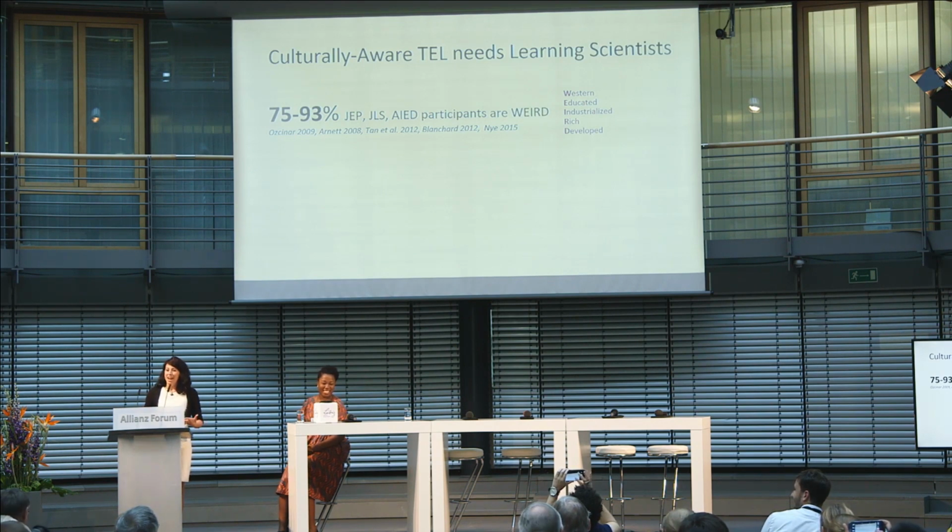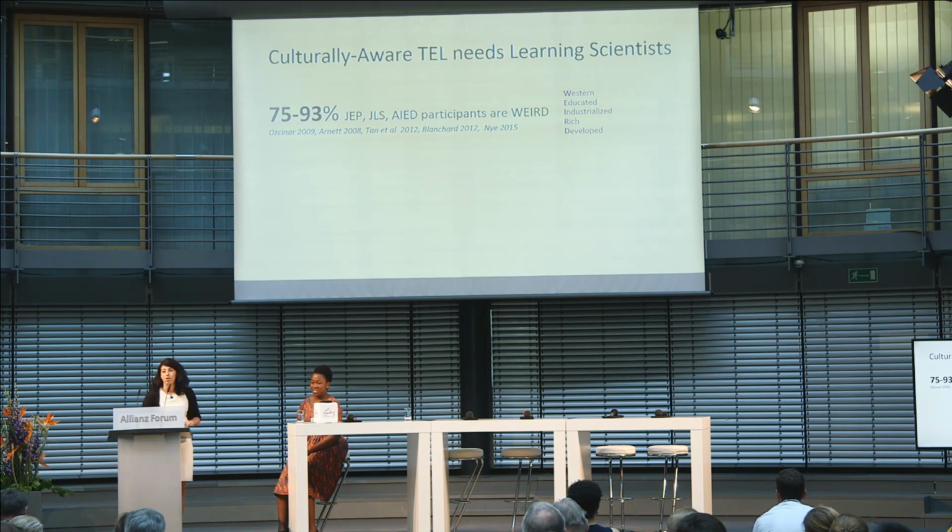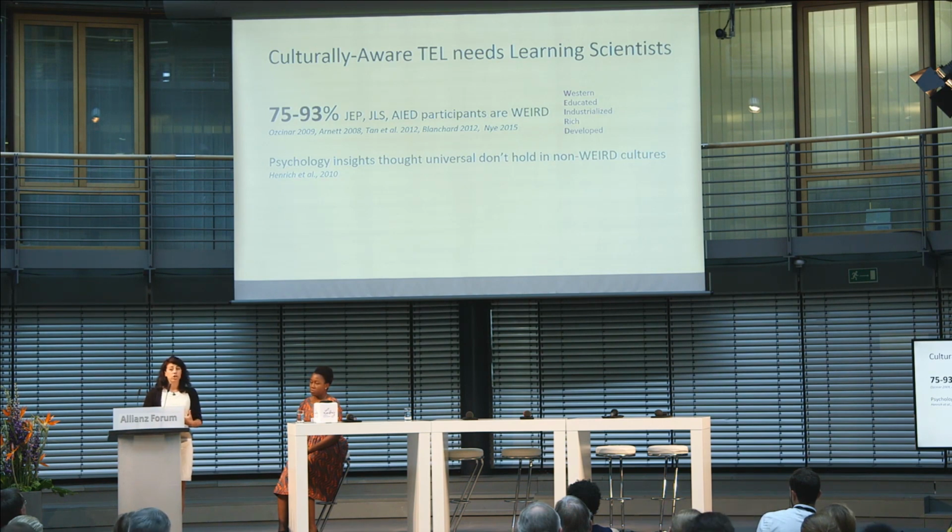All right, so this should perhaps give us some pause as we consider if this is true, does our learning science work actually apply to students who come from places outside of these venues? And the reason why we should be asking ourselves that is that an excellent paper by Henrik et al. In 2010 pulled together the literature in cognitive and social psychology to find that psychology insights that are thought to be universal in many cases do not hold in these non-weird countries and contexts. So if this is true in psychology itself, should it not also be true for the learning sciences?